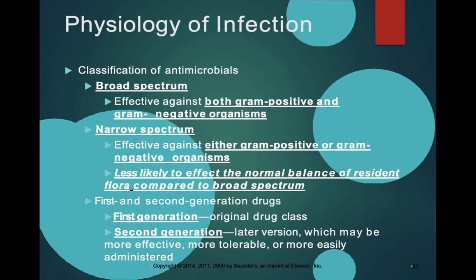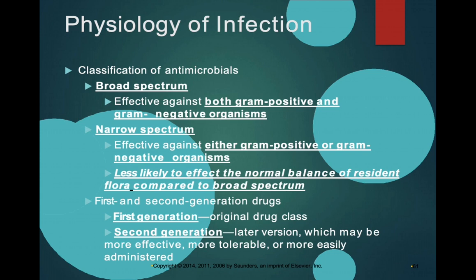There are broad spectrum treatments. We've heard of broad spectrum antibiotics or even narrow spectrum. When something is broad spectrum, they're effective in treating both gram-positive and gram-negative strains. That's important with broad spectrum. The narrow spectrum is specific for either gram-positive or gram-negative. Less likely to affect the normal balance of resident flora compared to broad spectrum, right? Once you isolate, you know what it is, and you can treat specifically, you do less harm to other parts of the body and other bacteria.